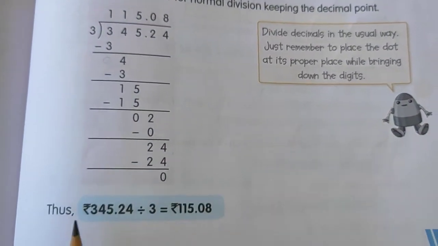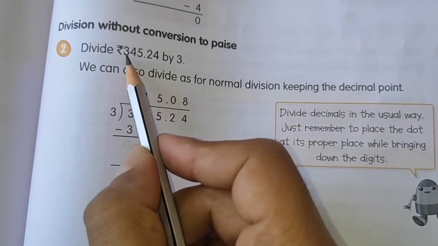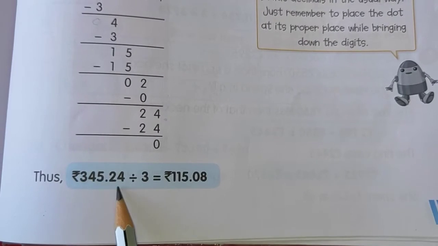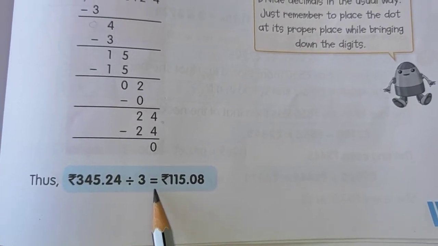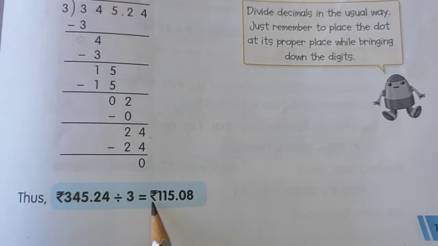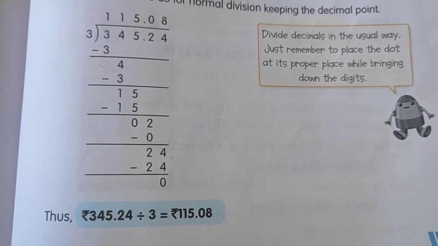So what is the final answer? See what we are doing. Rupee 345.24 divided by 3 is equal to, this is the final answer, the quotient, rupee 115.08.